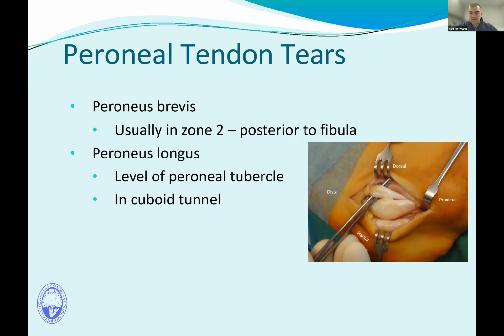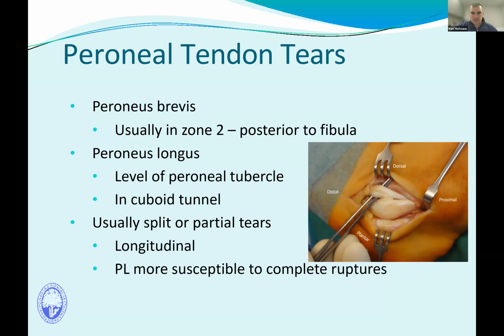The peroneus longus, in contrast, tends to have more of a tearing at the peroneal tubercle, which is more in zone 3, and that's more distal into the foot here. It traverses under the cuboid tunnel. So if you think of it, here's the fibula here, the talus is sort of below the tendons here, the calcaneus is below here. The cuboid is the next bone distal to that. So in this region here, as the peroneus longus tendon, which is here, traverses down and through and under the tunnel, that tends to be where it's most commonly torn and/or ruptured.